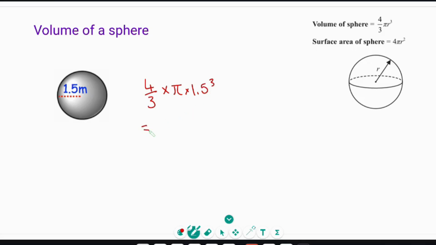I'm just going to type that whole thing into my calculator. So 4/3 times pi times 1.5 to the power 3, 14.1.